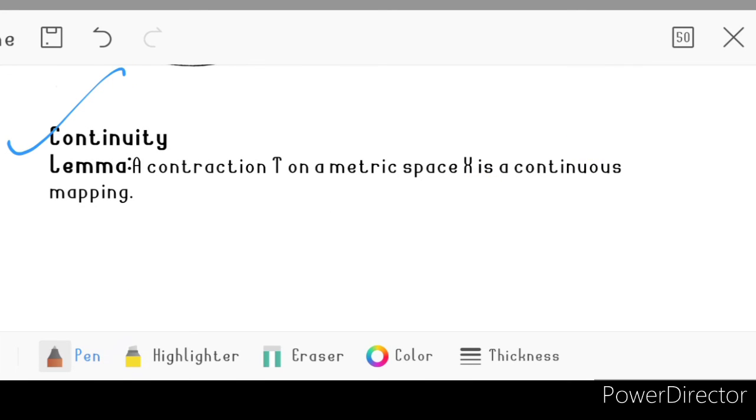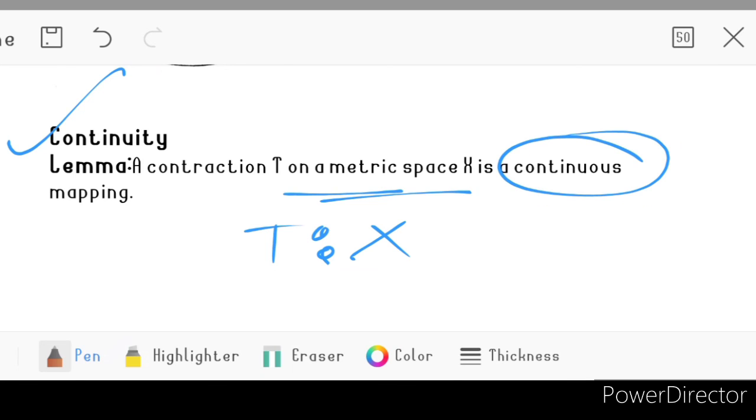Now, continuity. A lemma says that a contraction T on a metric space X, that is, a contraction mapping on the metric space X, will be a continuous mapping. This mapping T will be a continuous mapping.